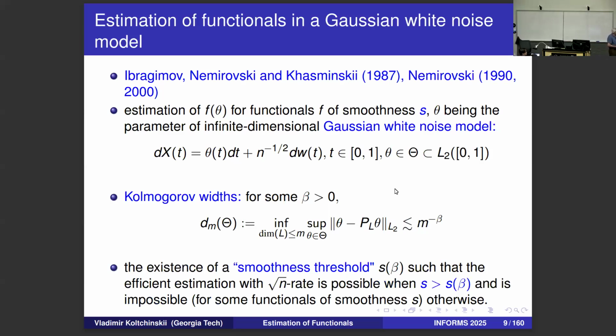Some threshold on the smoothness of the functional you want to estimate. You want to estimate not the whole parameter, but just some feature, some smooth function of the parameter. And they discovered that there is a threshold on the smoothness of the functional such that if you're above this threshold, you have square root of n rate, and moreover, you estimate your functional asymptotically efficiently, so not only with optimal rate, but with optimal limit variance also. And if you are below this threshold, then efficient estimation becomes impossible.